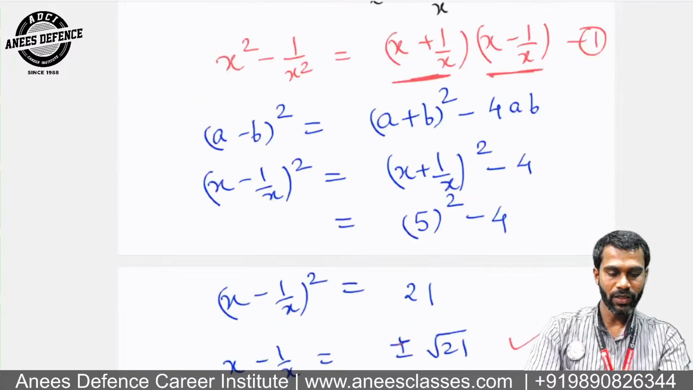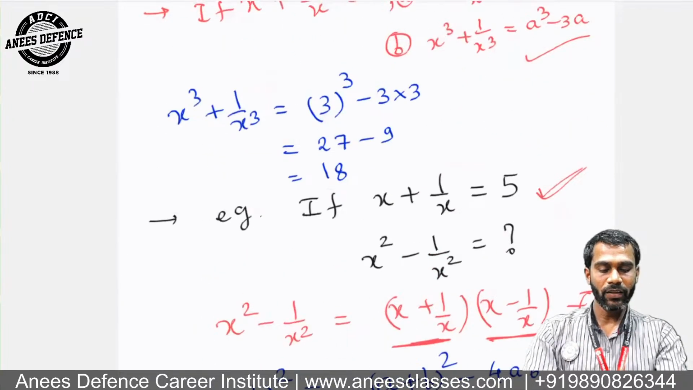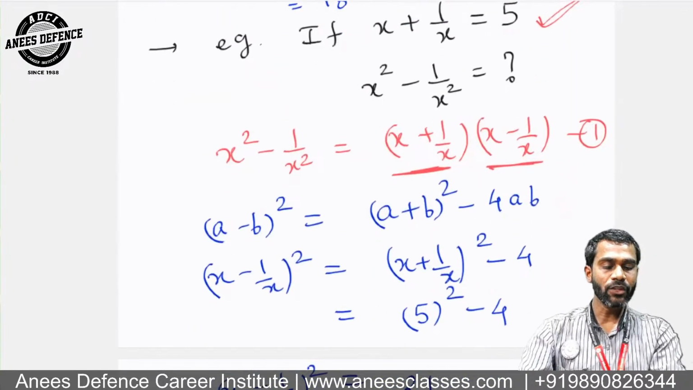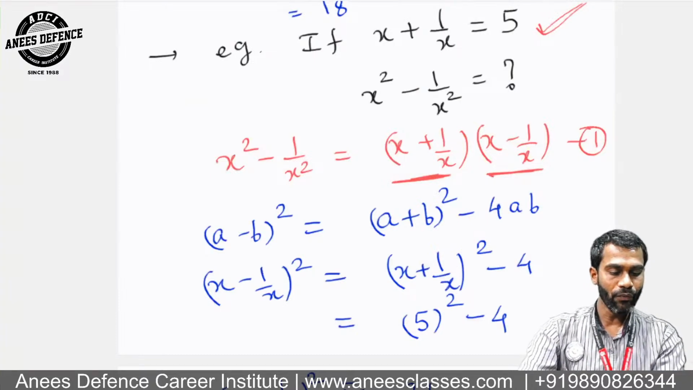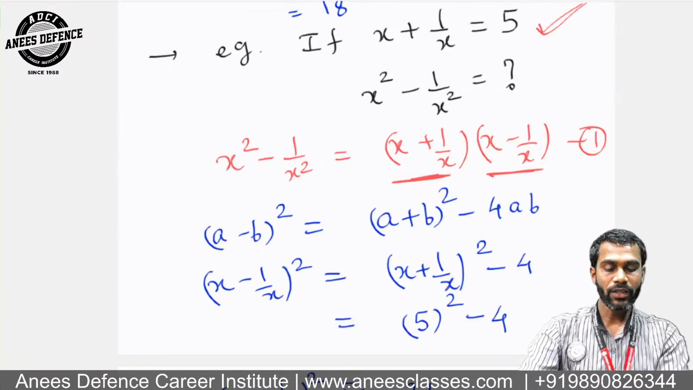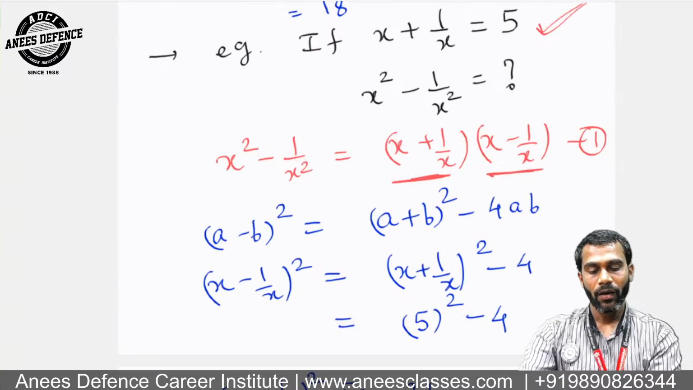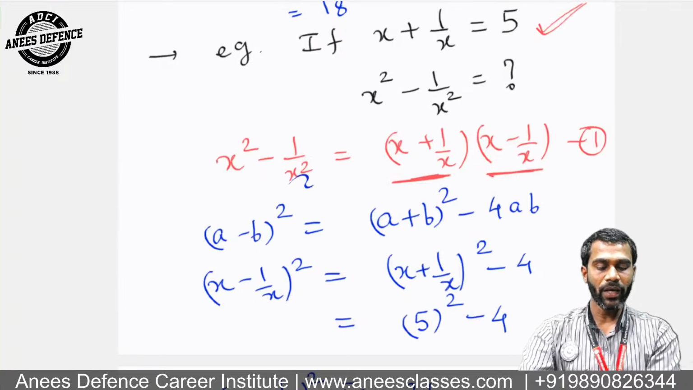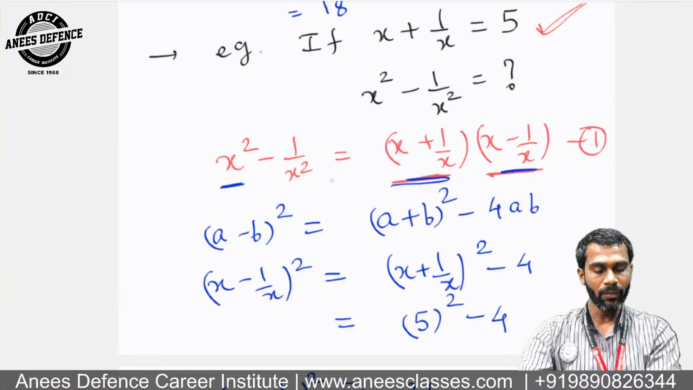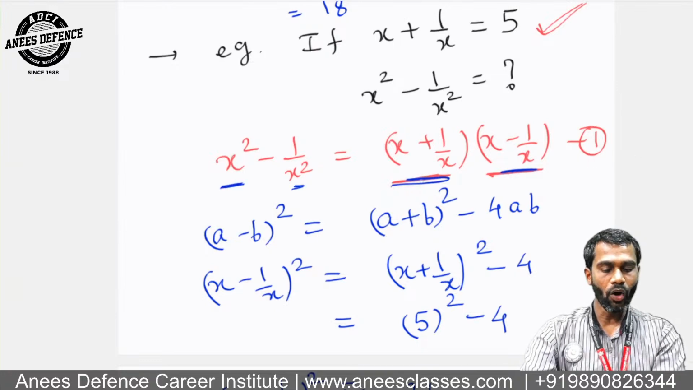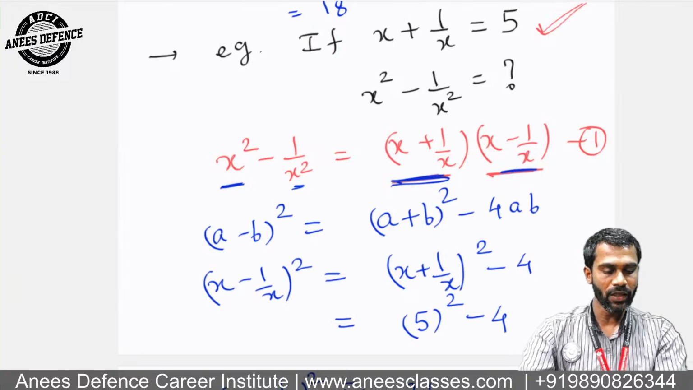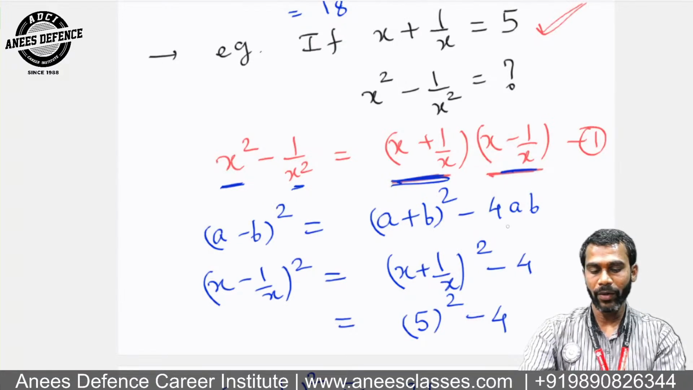Repeat once again. Okay, see here. What I have done, this was the question. If x plus 1 by x is equal to 5, we were supposed to find out the value of x square minus 1 by x square. As we already know, a square minus b square is a plus b into a minus b. A is x here and b is 1 by x. So this is first equation. Now we already know the value of x plus 1 by x, isn't it? We are supposed to find out the value of x minus 1 by x.